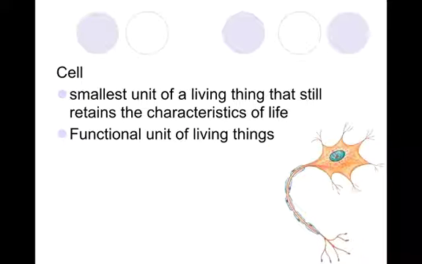The smallest unit of life of all living things are cells. And these are the smallest unit that can keep the characteristics of life. So they are the functioning unit of living things. They can still respond to stimuli, they can undergo homeostasis, and those types of things.